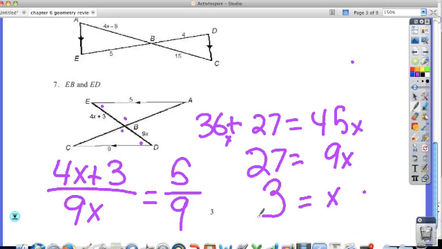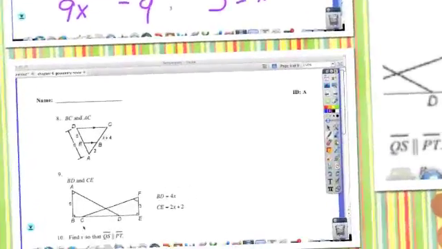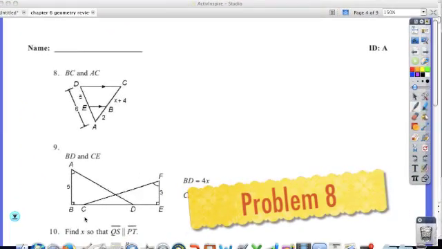So we want to find EB and ED. That's 15. Now, EB plus BD. BD is 27. It's all 42. And you'll notice when we say not drawn to scale, this is actually larger than this, but it doesn't look like that in the picture, does it? No. Not drawn to scale.